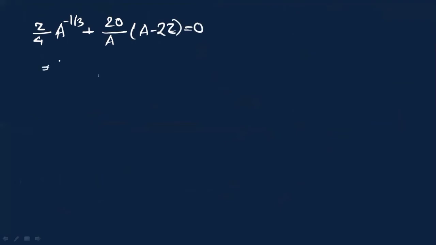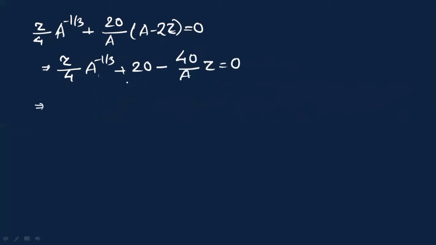Now on further simplifying, the first term will be as it is. The second term will give you 20, then you will have minus 40 by A Z. This is equal to 0. So now I am taking this 20 to the right hand side. That means I will have Z by 4 A to the power minus 1 by 3 minus 40 by A Z, and it is equal to what?